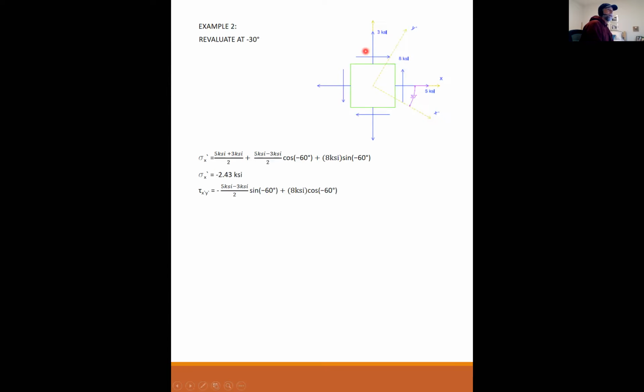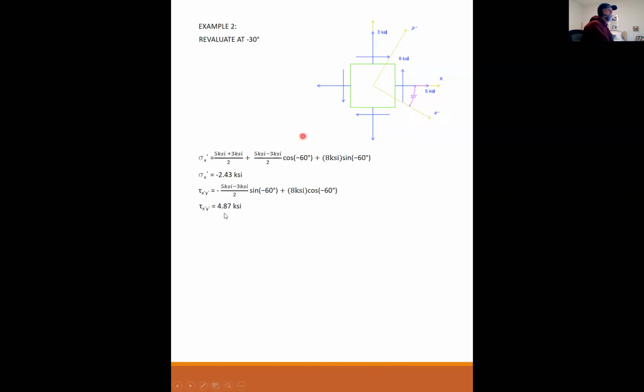Okay, so what I want to do now is to kind of give you a feeling of what happens as you're rotating this element around in the circle and how that changes your stresses as you're moving around in this circle. So that was at minus 50 degrees. Let's reevaluate at minus 30 degrees. So here's minus 30 degrees. I have all the same original stresses. And I find that sigma x prime is minus 2.4 and tau is 4.87 KSI.